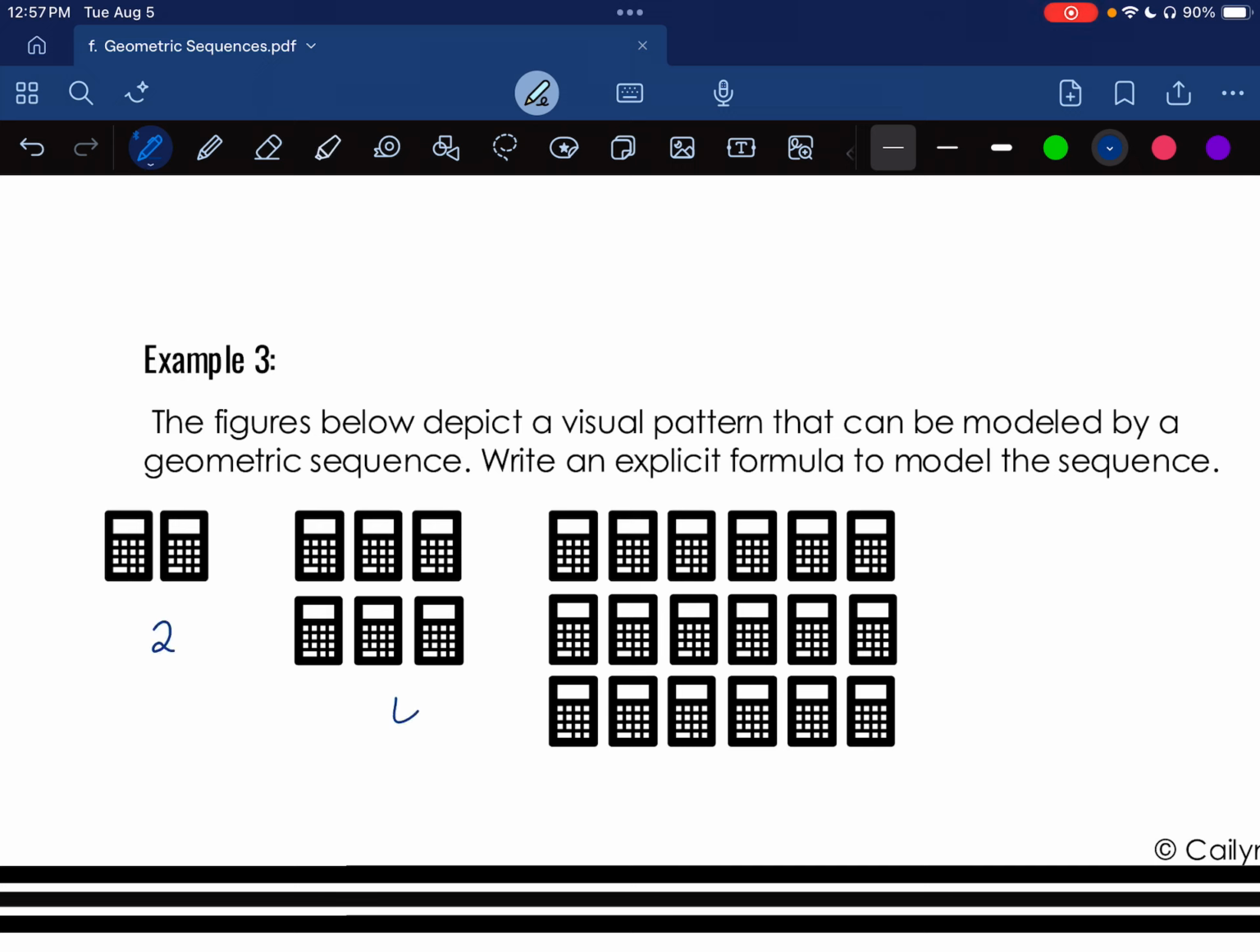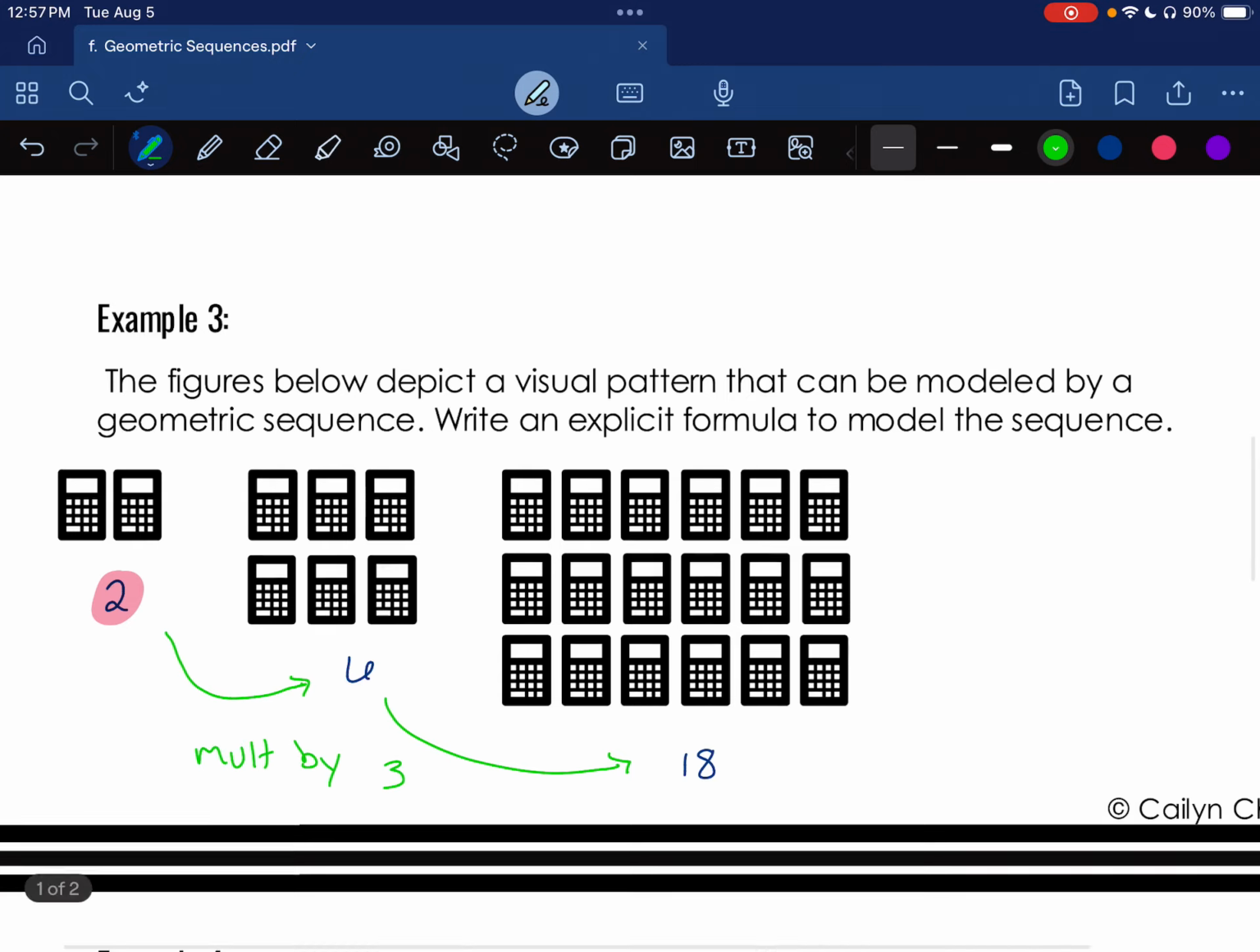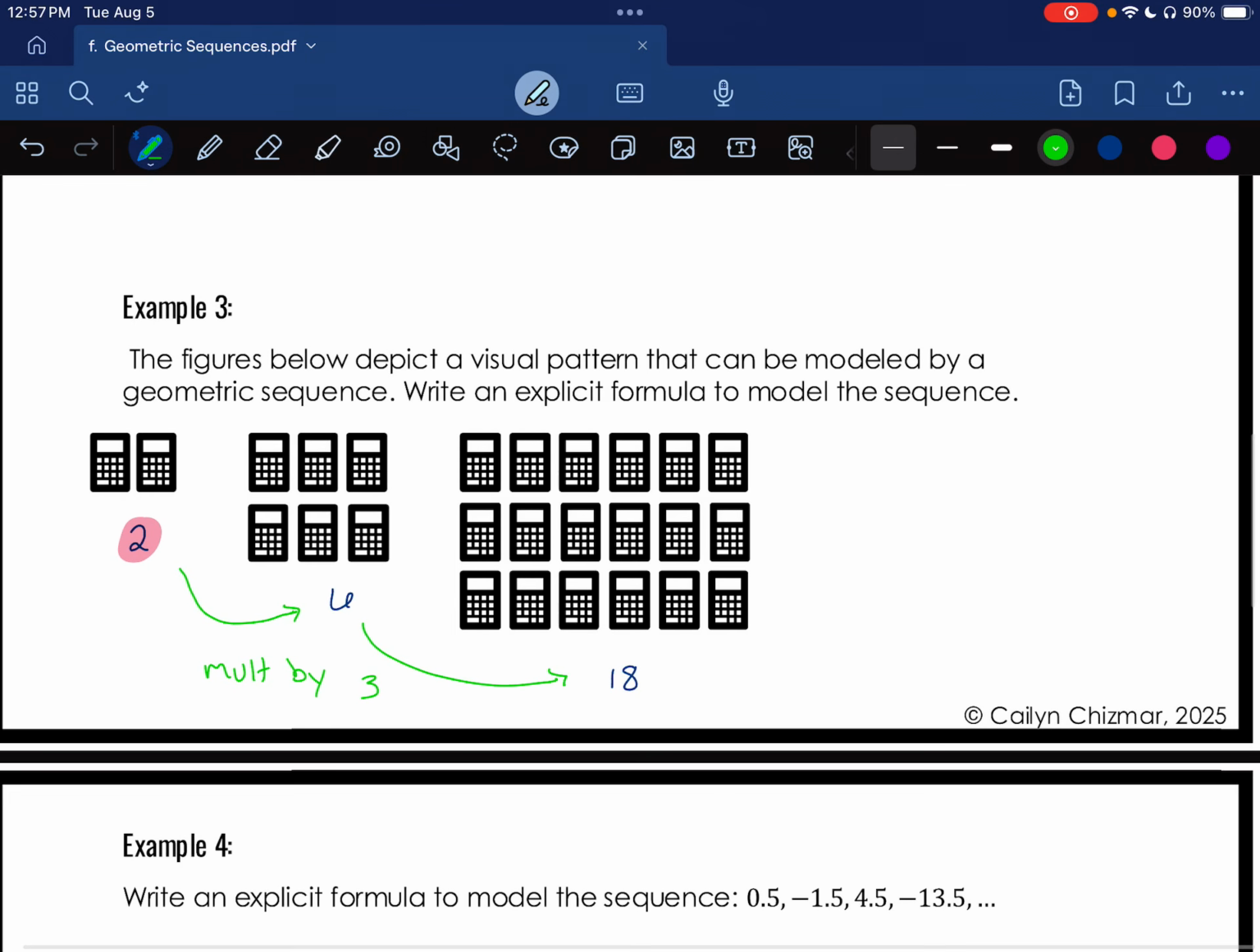So I know 2 represents my starting amount. And then how is it changing from figure to figure, right? From 2 to 6, from 6 to 18, it's being multiplied by 3. So my explicit formula is going to look like a sub n is equal to 2 times 3 to the n minus 1 power. Awesome.